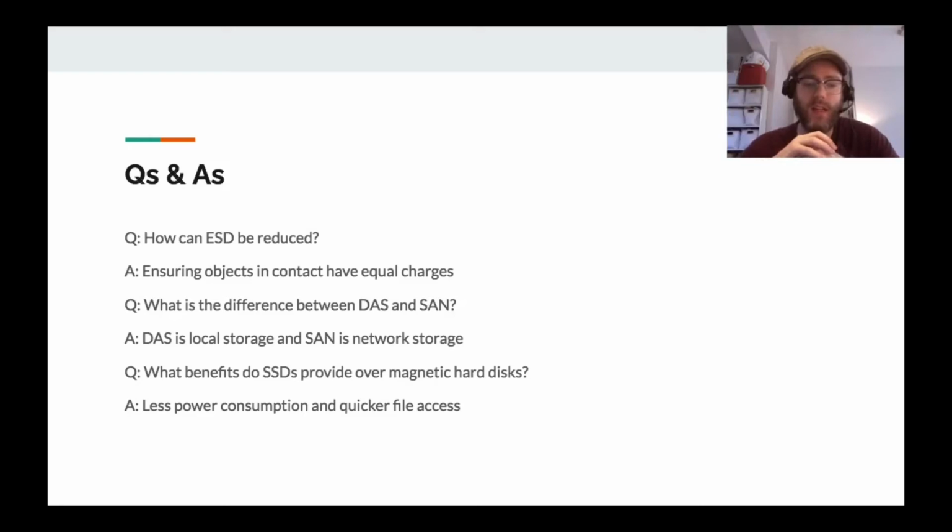So SSDs don't consume as much power, and they have quicker file access because you don't have those moving parts where it has to access stuff on the disk platter like you do with a magnetic hard disk.